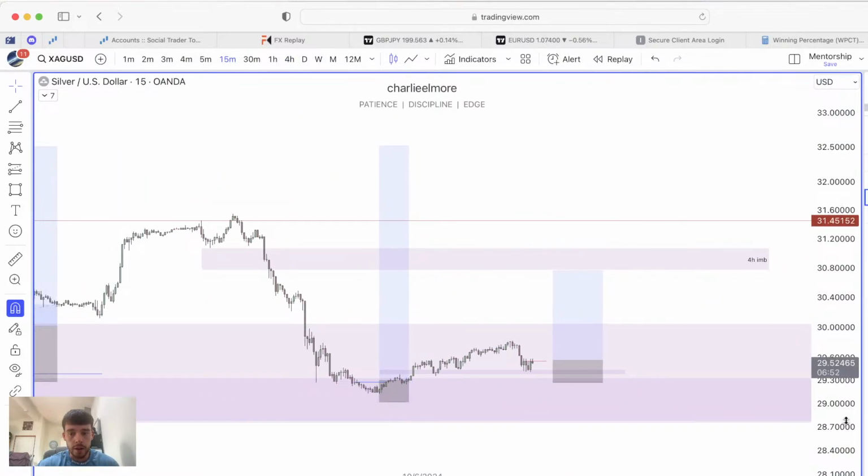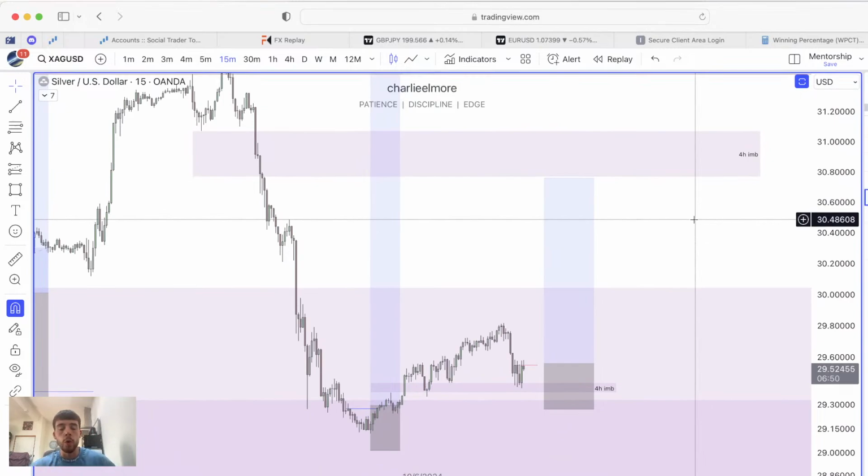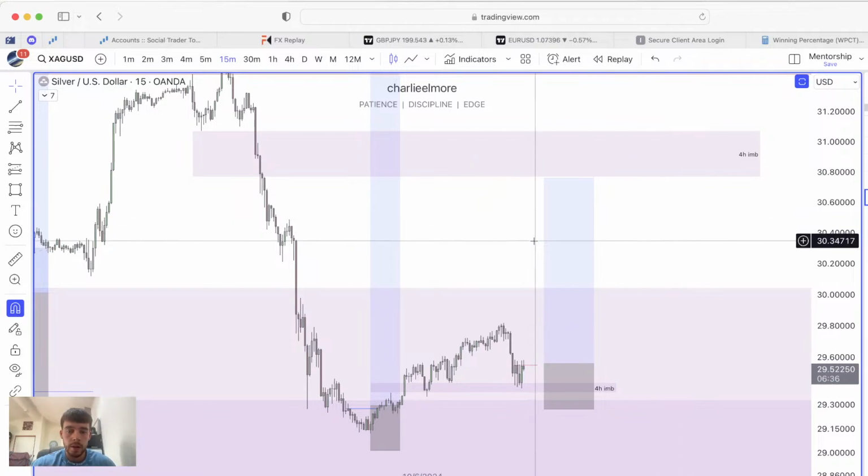So I am just going to mark that on there. Again, this is something I'm forward testing. It's not something I'm back testing. It's not something I'm live with. It's something I'm forward testing. So I'm just marking the setups on there as and when they happen and just letting it play out.